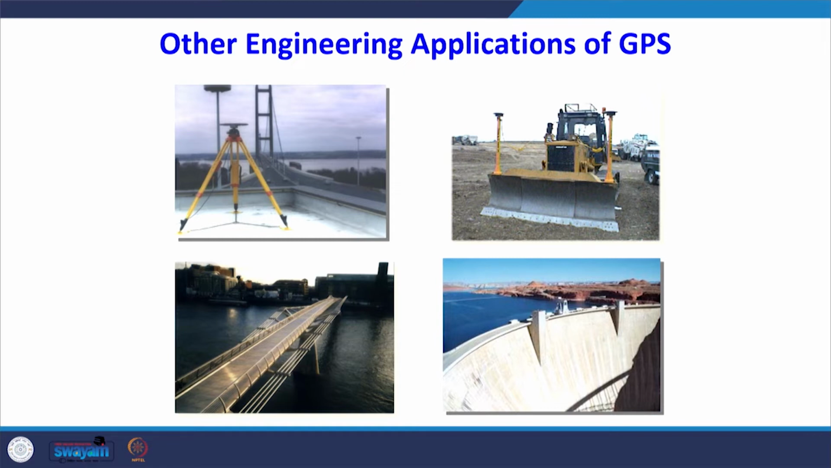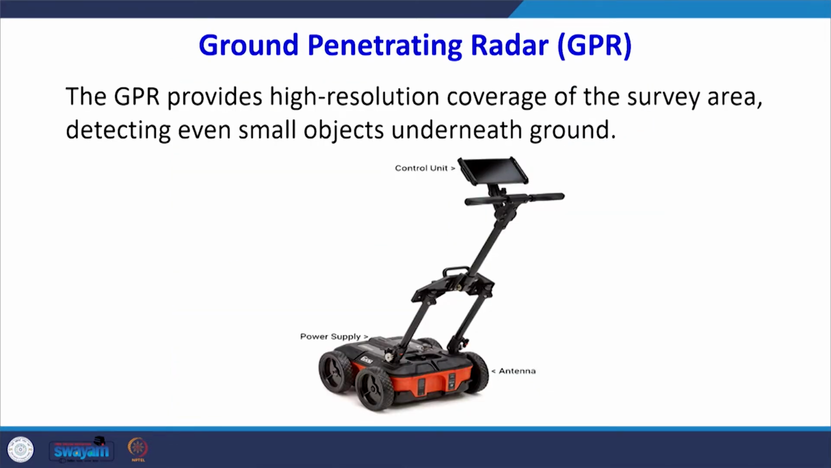So, we can measure those precise measurements with the help of the GPS. Once we know the coordinates at one time and we monitor them, we can determine that. So, these are used in various engineering applications. The second instrument is ground penetrating radar instruments.